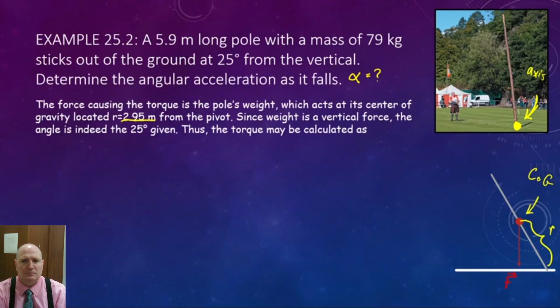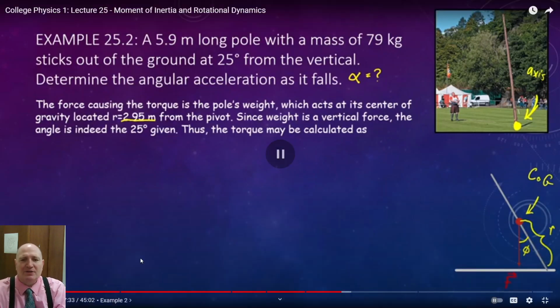All we have to really make sure we understand as well is what the angle phi is. We're told that the pole is sticking out of the ground 25 degrees from the vertical. Well, this force given by the red arrow is vertical. So this here is our angle phi, the angle between the radial line and your force. That's tricky because 25 degrees is described in the problem as this angle, from vertical to here. And then this being the same angle is just some facts we know from geometry. So it's tricky. Since weight is a vertical force, the angle is indeed the 25 degrees given.